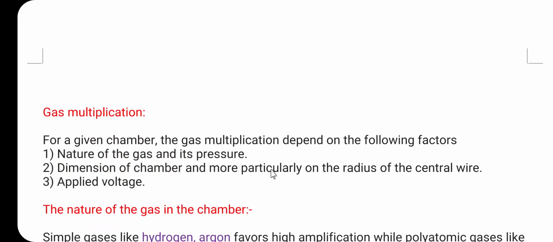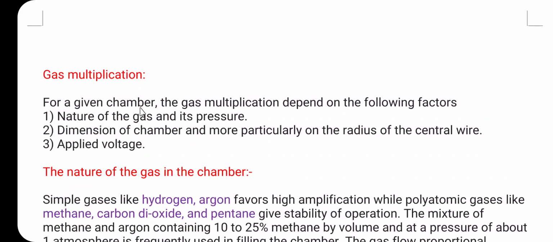So, let us consider the gas multiplication. For a given chamber, the gas multiplication depends on the following three factors. The first one is the nature of the gas and its pressure. The minimum energy necessary to remove an electron from a molecule depends on the nature of the gas, and the multiplication factor decreases with the pressure of the gas, other factors being kept constant.